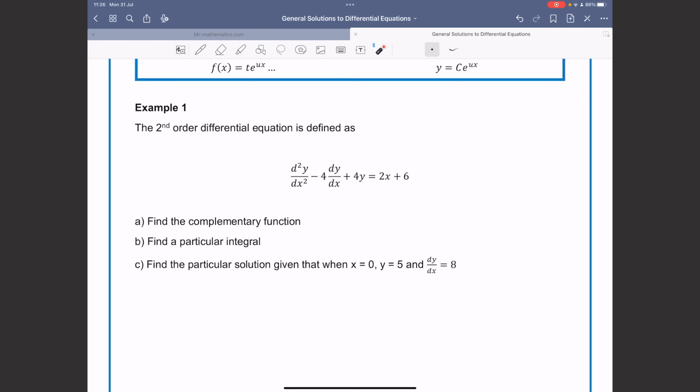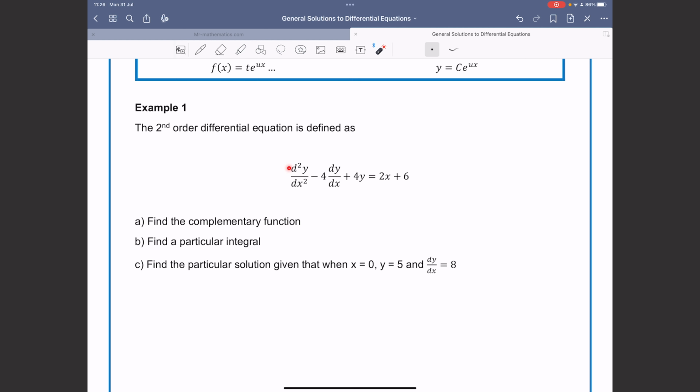So in example 1, we've been given this differential equation, we've been asked to find a complementary function, a particular integral, and then the particular solution given these boundary conditions. Okay, so we'll begin with a complementary function.